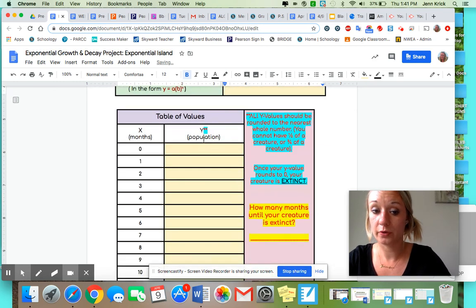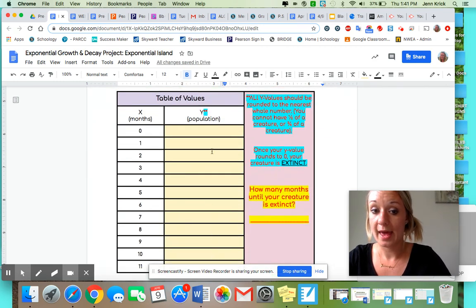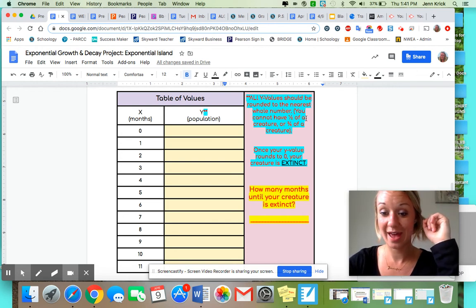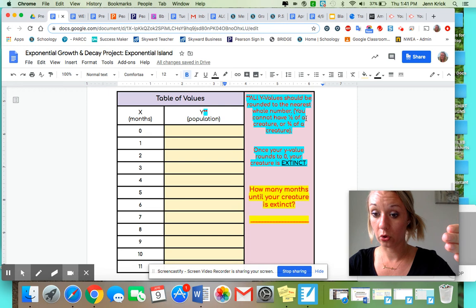And then you'll go through and you'll plug in your table of values here. Hopefully, if you're doing it right, your number should be decreasing as you go down. All y values should be rounded to the nearest whole number. You cannot have half of a creature, as much as you might think so in Fantasyland. You cannot have half of a beetle or like 3/4 of a bug that's no longer living. So you need to round them always to the nearest whole.